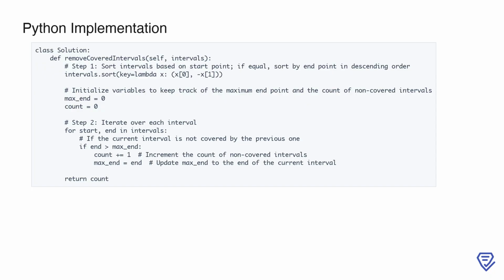For each interval, we check whether its endpoint is greater than max_n. This condition indicates that the current interval is not covered by any previous interval. If true, we increment the count and update max_n to the current interval's end. The final value of count represents the number of intervals that remain after removing all covered intervals.